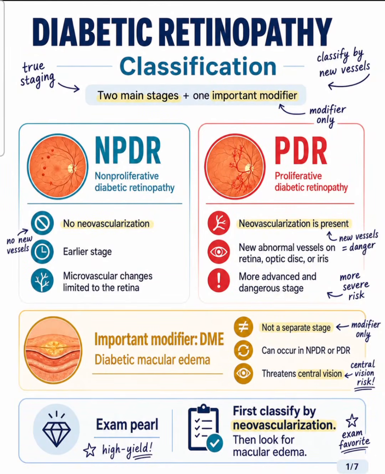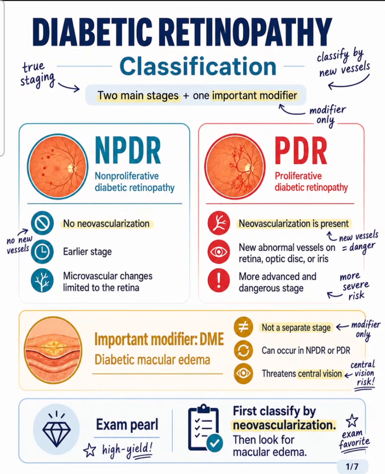Today, we are going to study the classification of diabetic retinopathy in a simple, high-yield way. Do not start by memorizing every retinal lesion separately. First, ask one question. Are there new abnormal vessels or not? If there are no new vessels, this is non-proliferative diabetic retinopathy, or NPDR. If new abnormal vessels are present, this is proliferative diabetic retinopathy, or PDR.